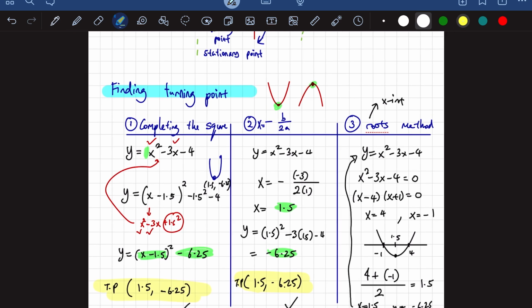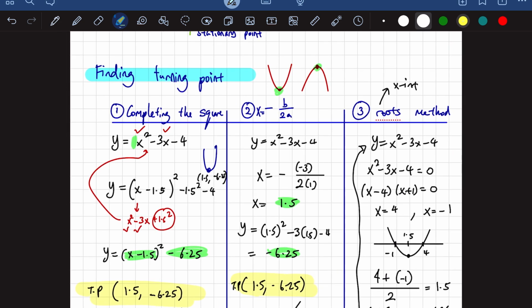All right, so I hope these three strategies have been useful for you to understand the process of finding turning points, and these three methods are all legitimate. You can use them anytime. Preferably, you will have a method that you are comfortable with and you can use it.